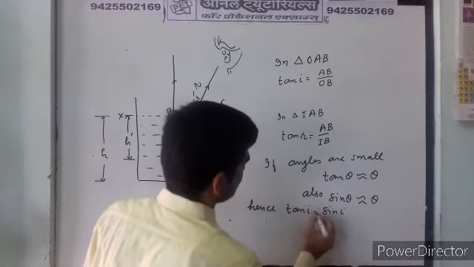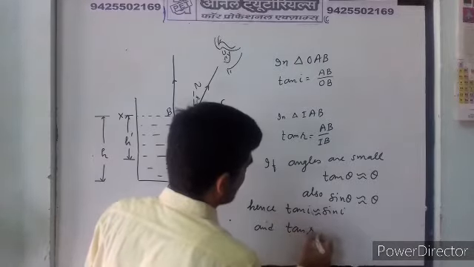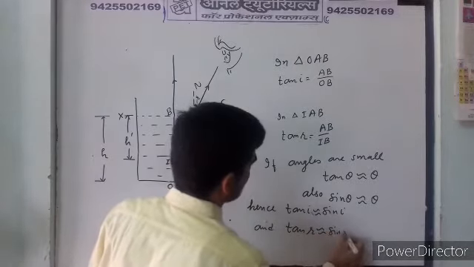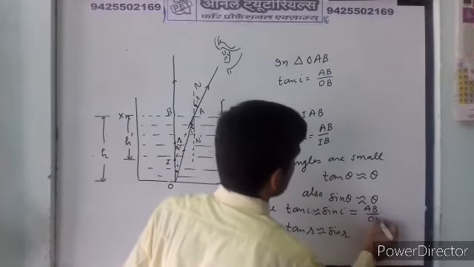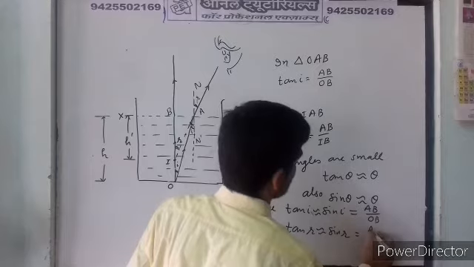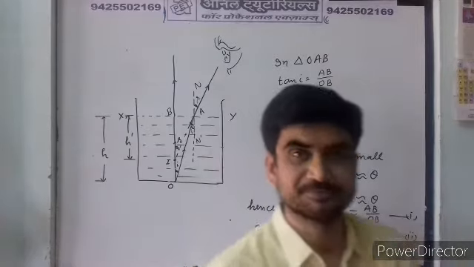Nearly equal. And tan R equal to sin R. And this is what? AB upon OB, and also AB upon IB. So this is equation number 2, and this is equation number 1.